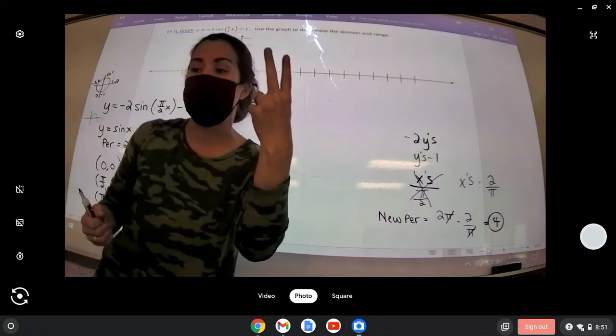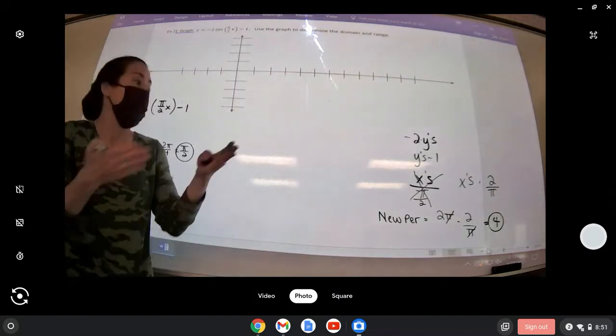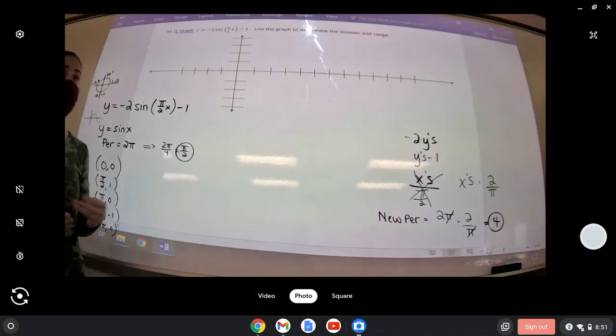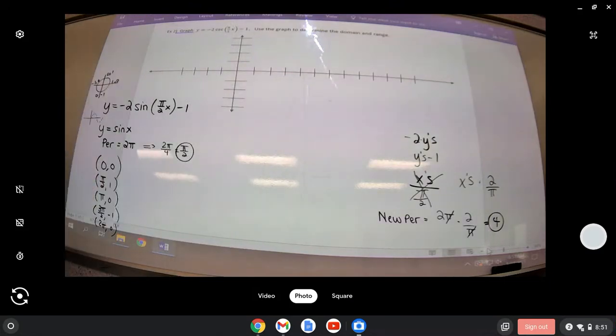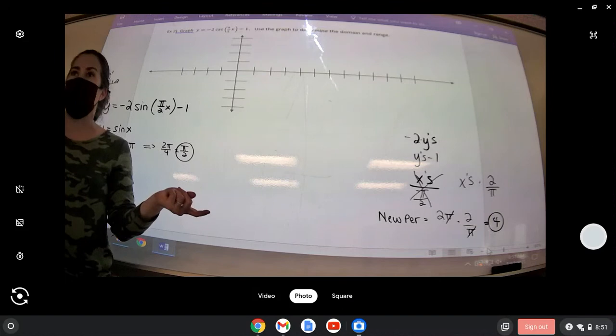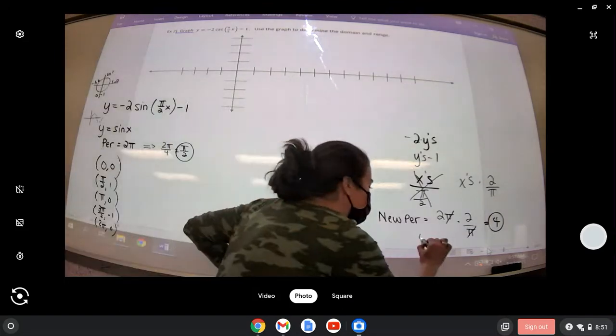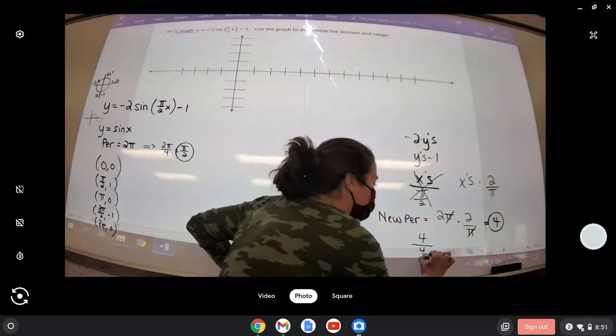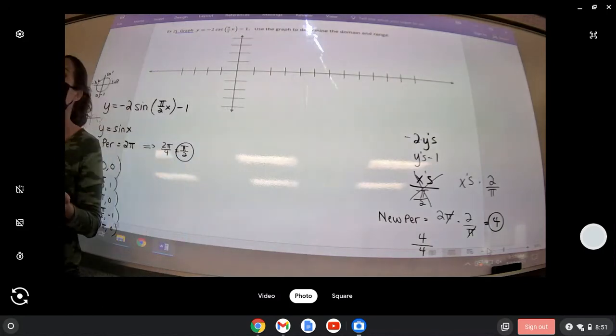It used to take 2 pi units, right? That's 6.28-ish. Now it's shorter. Now we've shrunk the period. We've horizontally shrunk the graph. All right, well, guys, what's our counting increment? If our new period is 4, if you divide that into 4 subintervals, what's 4 divided by 4?